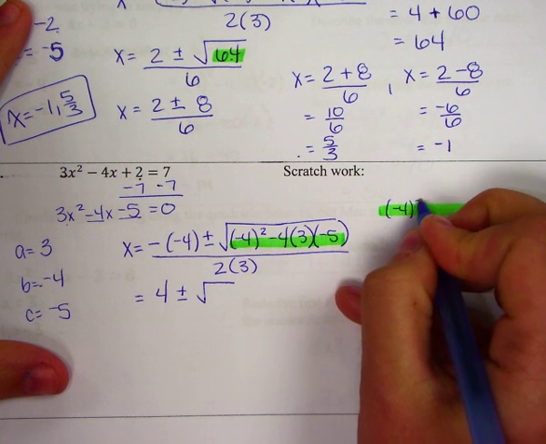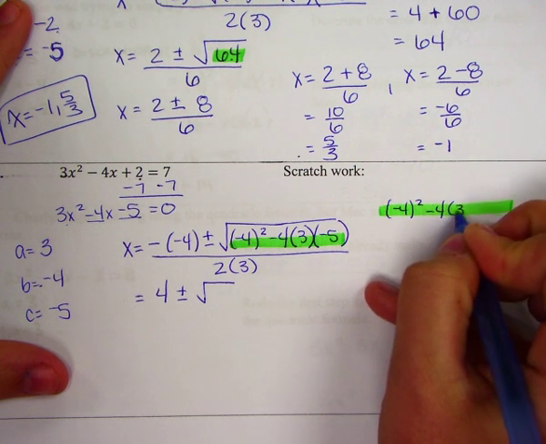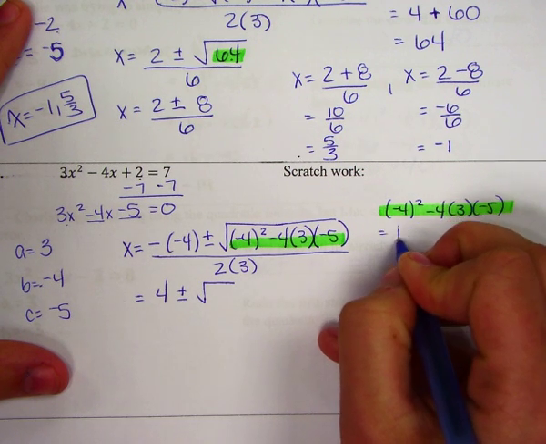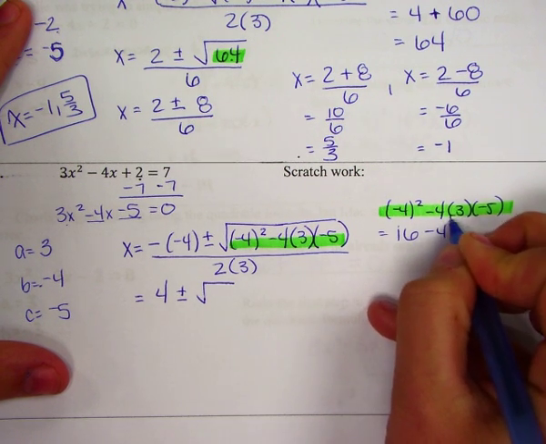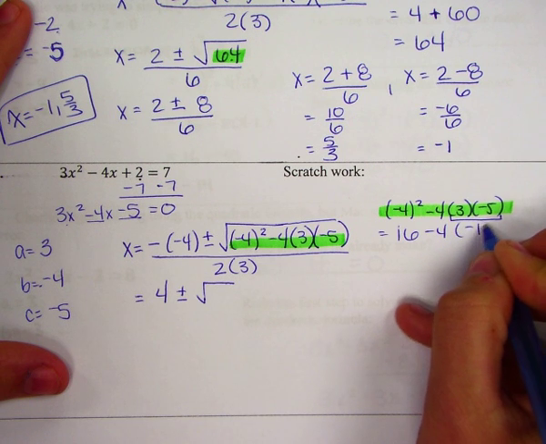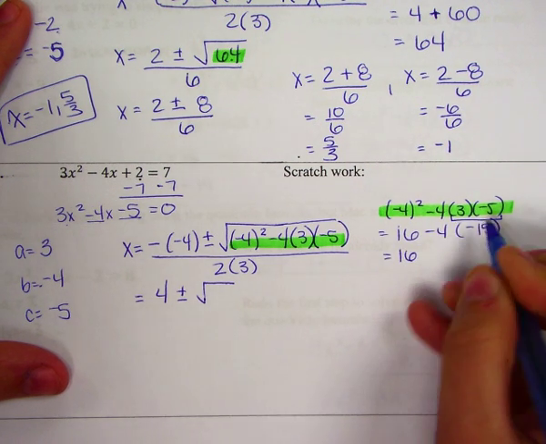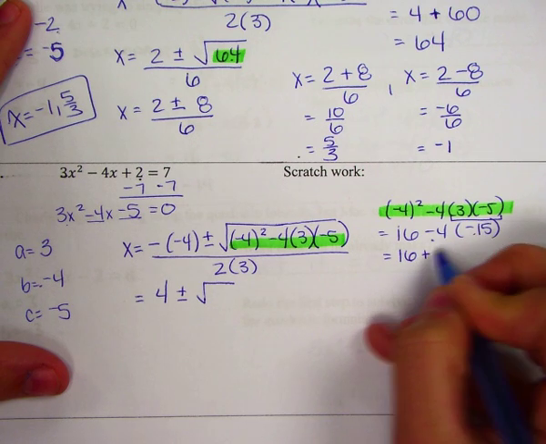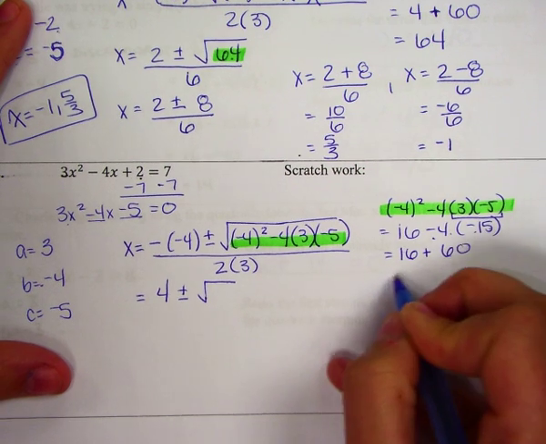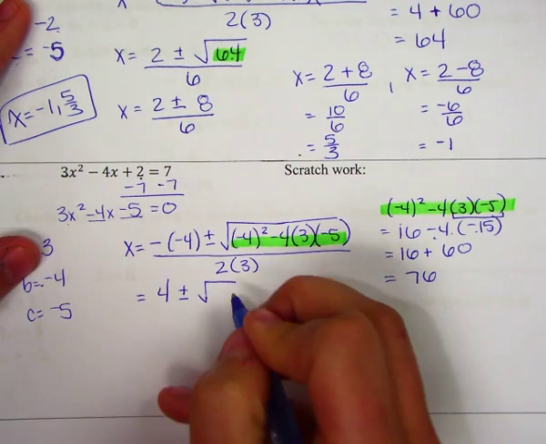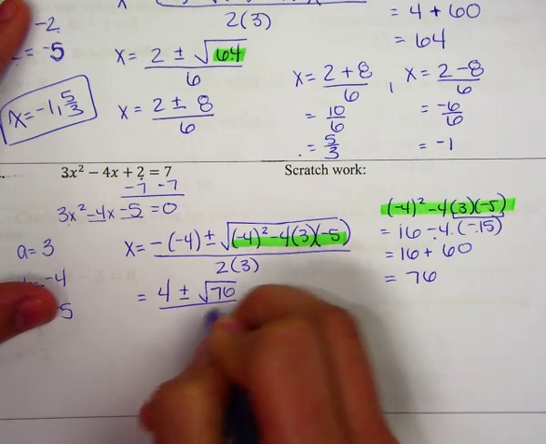Negative 4 squared minus 4 times 3 times negative 5. Negative 4 squared is a positive 16. 3 times negative 5 is negative 15. Then 16, negative times a negative is a positive. 4 times 15 is 60, which gives 76. Divided by 6.